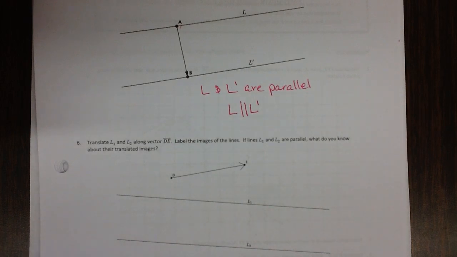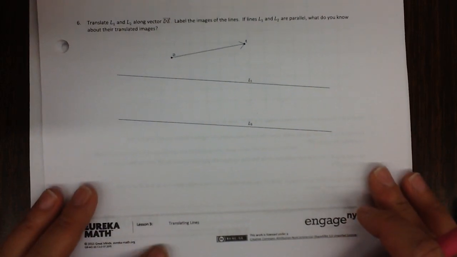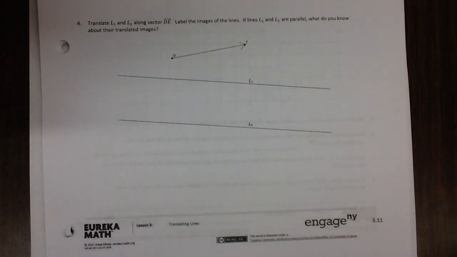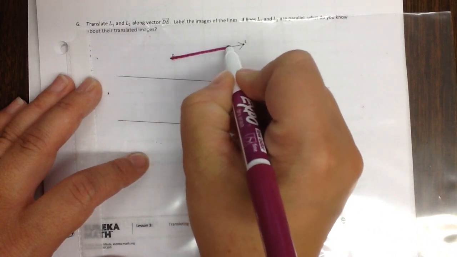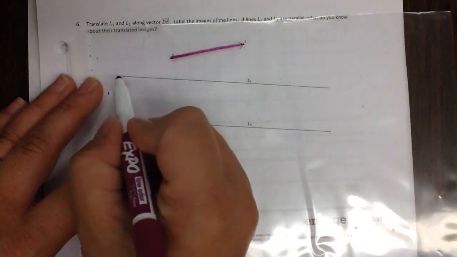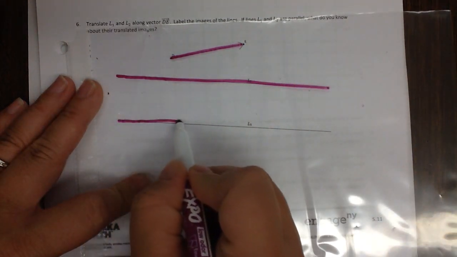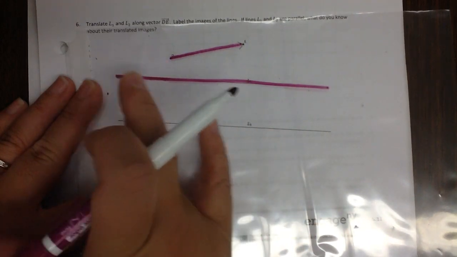On 6. Number 6 is a little bit more difficult because we have a lot of different things going on. Translate L1 and L2 along vector DE. Label the image of the lines. If lines L1 and L2 are parallel, what do you know about their translated images? So again, we have to draw all this out. See why your transparency is very important. There's our vector. Here's our line L1 and our line L2. And you want to be very precise.